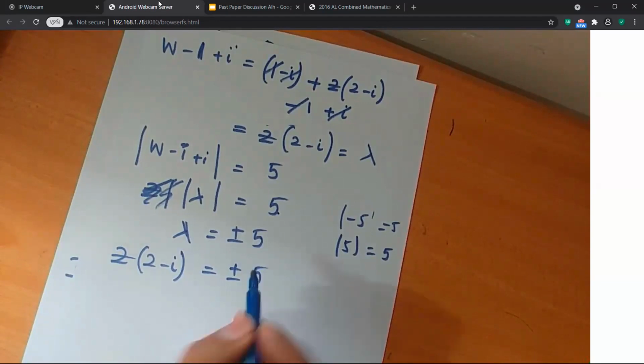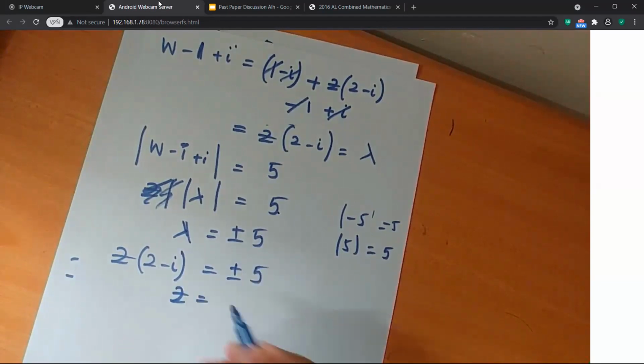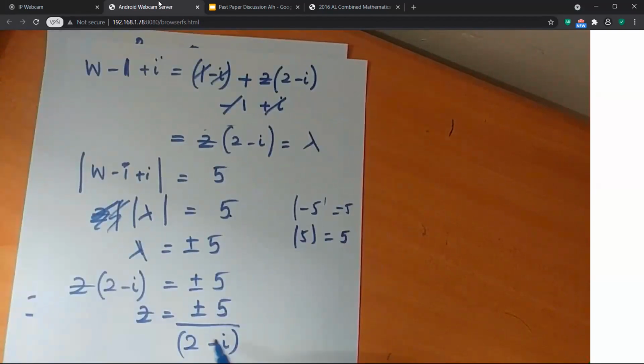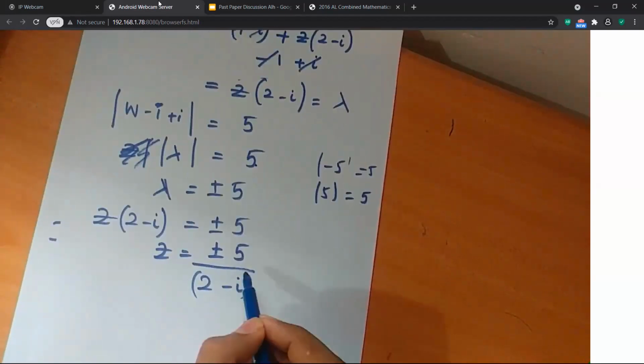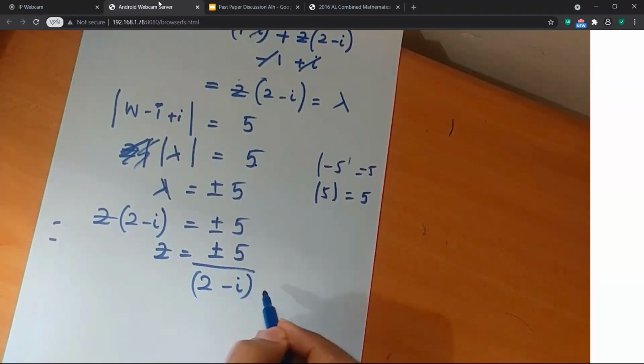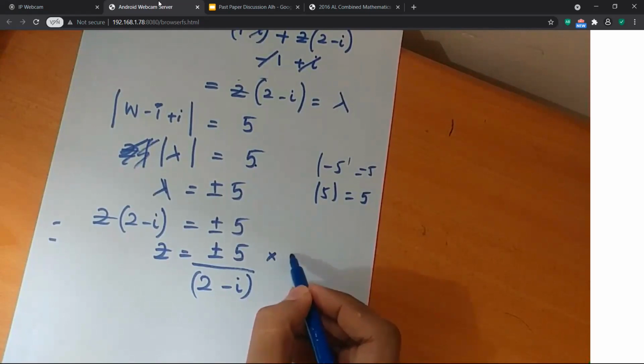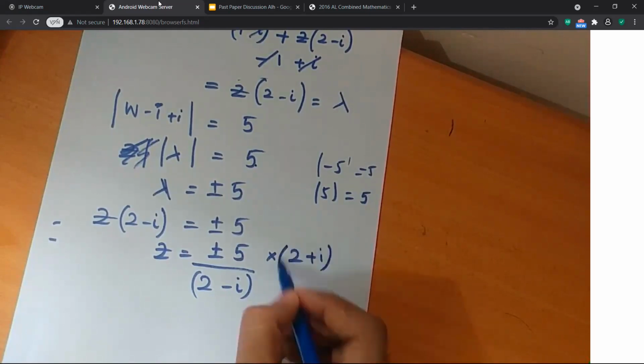What is z? That is what we need, because we are doing all this to find z. Z is plus or minus 5, divided by 2 minus i. But whenever you have a complex part in the denominator, you multiply both the denominator and the numerator by its conjugate. What is the conjugate here? 2 plus i.